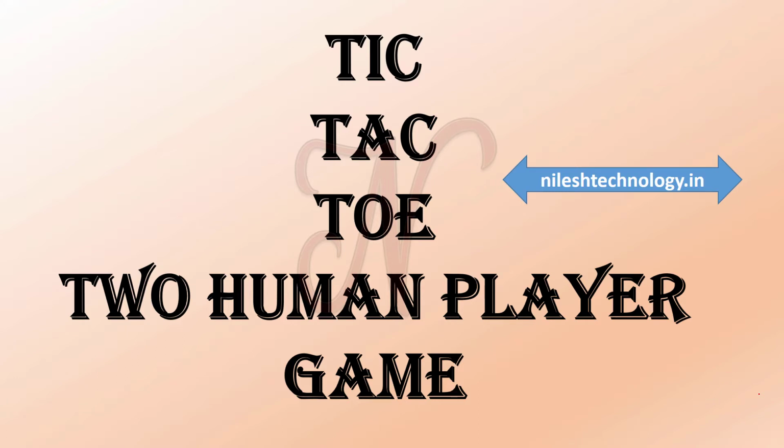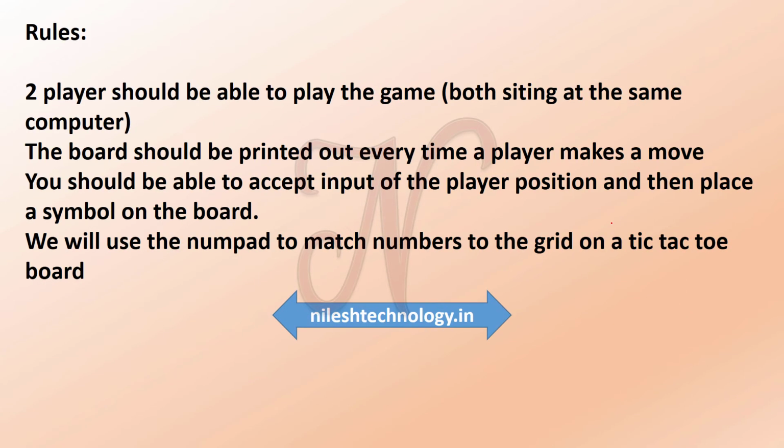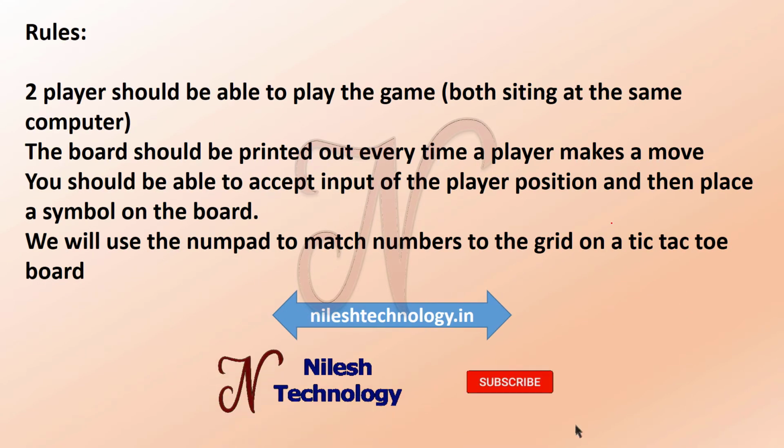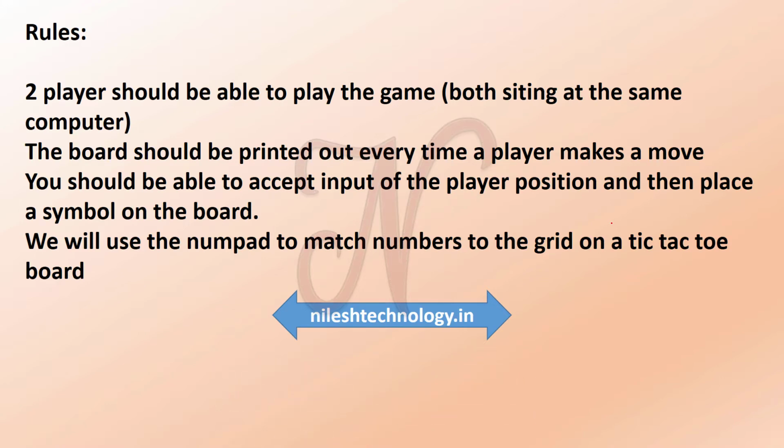So this is your first milestone project, a Tic-Tac-Toe game for two human players. These are some rules. Two players should be able to play the game, both sitting at the same computer. The board should be printed out every time a player makes a move. Then you should be able to accept input of the player's position and place a symbol on the board. We will use the numpad to match the numbers to the grid on a tic-tac-toe board. So by using these rules, we make this game.